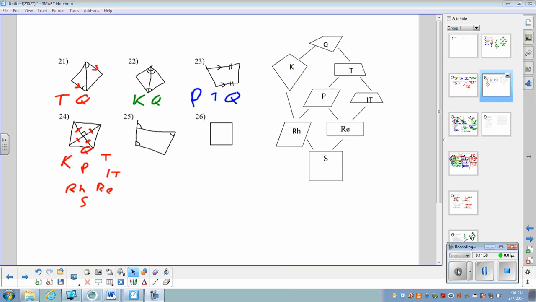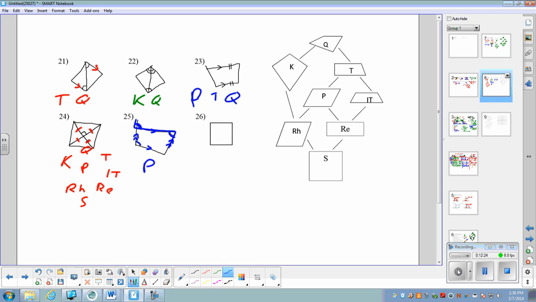Number 25. There's an exterior angle of this thing, which is congruent to that. So corresponding angles are congruent, and therefore those lines are parallel. But oh wait, this exterior angle is also congruent to that. So now we have alternate interior angles making that Z shape. So these sides are also parallel to each other. Whoa, 2 sets of parallel sides.